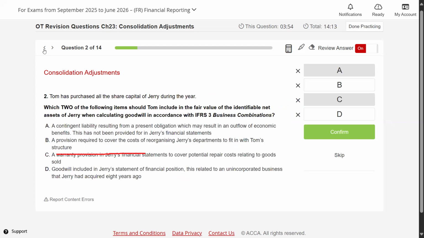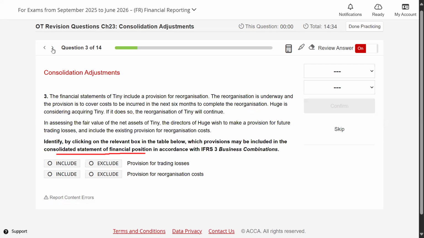If we quickly go back and see this reorganization, a provision required to cover the cost of reorganizing Jerry's departments to fit in with Tom's. So it was Tom and Jerry. We had to do this reorganization so that it could fit in with Tom's structure. But there is no such thing in this question. This reorganization is not related to the takeover. It is already underway. I hope this makes sense now.